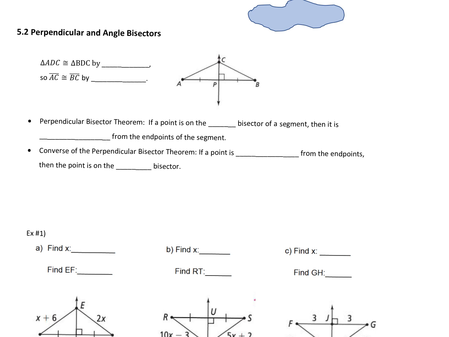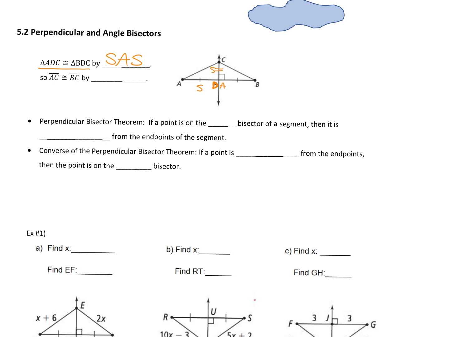So if you look at this picture here, it says triangle ADC. Call that D, sorry. Triangle ADC is congruent to triangle BDC by what? Not HL. SAS. We know this is congruent, right? So side, angle, side is what we're looking at. So those two triangles are congruent by SAS.